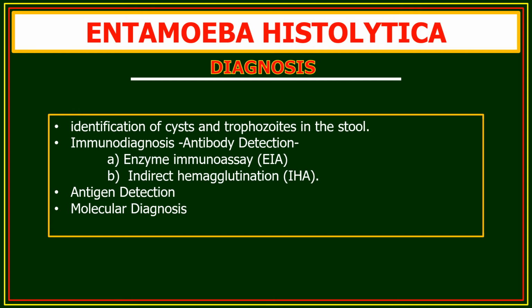Under imaging are radiography, ultrasonography, CT scan, and MRI for detection of liver abscess and cerebral amoebiasis. Also, sigmoidoscopy and colonoscopy can provide diagnostic information for intestinal amoebiasis.